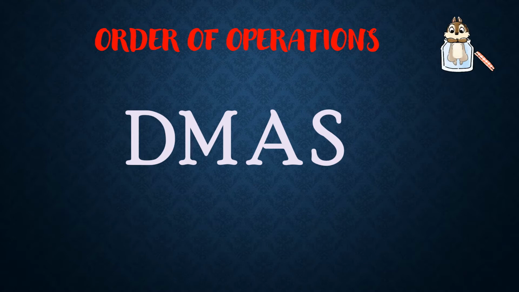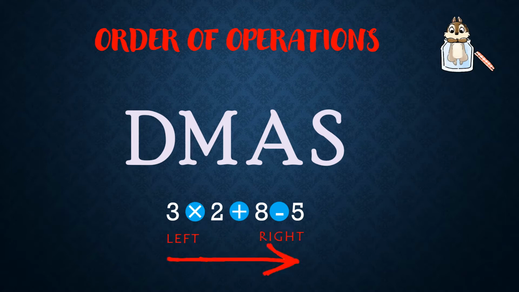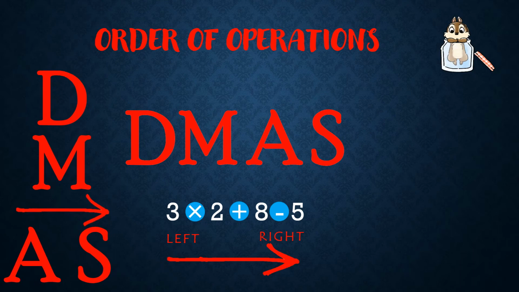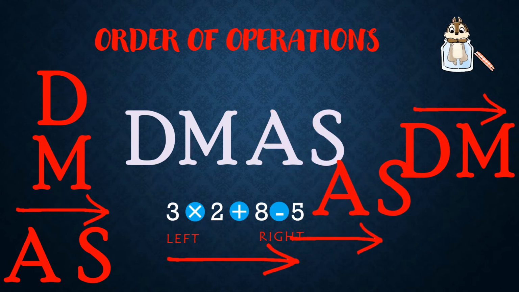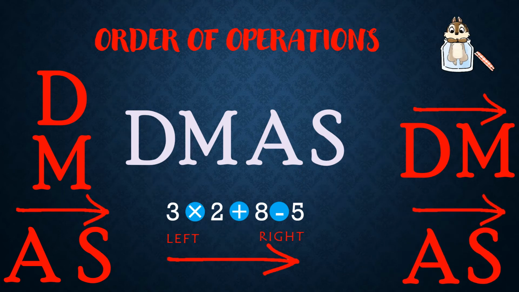Let us understand. When we have two or more operations in a problem, we carry out these operations in a certain order. The order is to move from left to right, and D stands for division, M stands for multiplication, A stands for addition, and S stands for subtraction. Now, this is the order in which we can simplify some numerical expressions. But if you solve division or multiplication, whichever comes first from left to right, and after that addition or subtraction, whichever comes first from left to right.